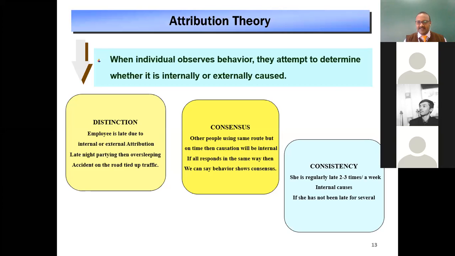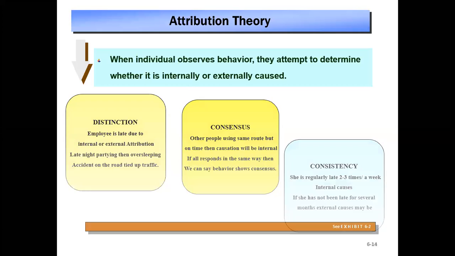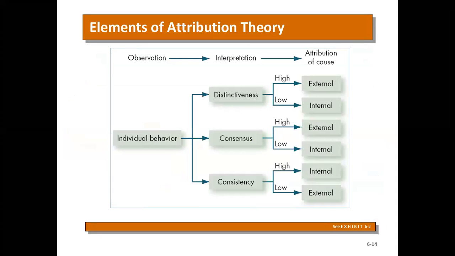If she has been late for several months and on several occasions, then you know that she is a perpetual latecomer, so there is consistency in that behavior. So that's how we are attributing it. There is distinction, there is consensus, and there is consistency. So on that basis is how we look at it. So this is diagrammatically put.